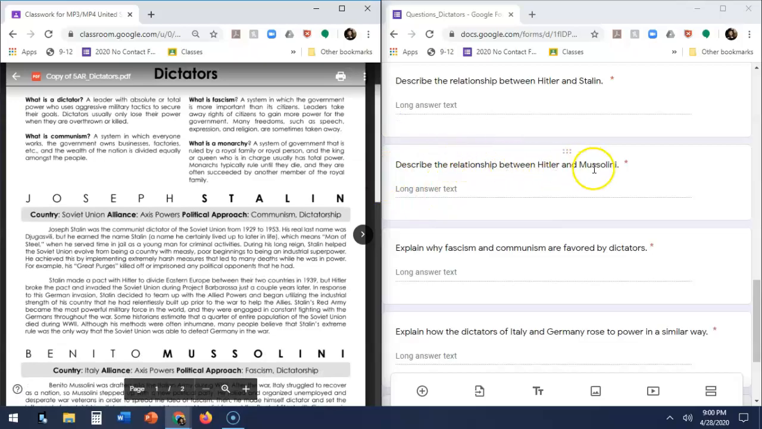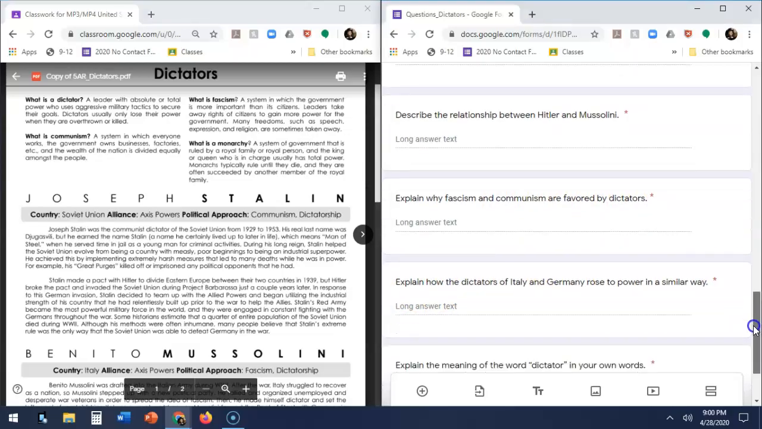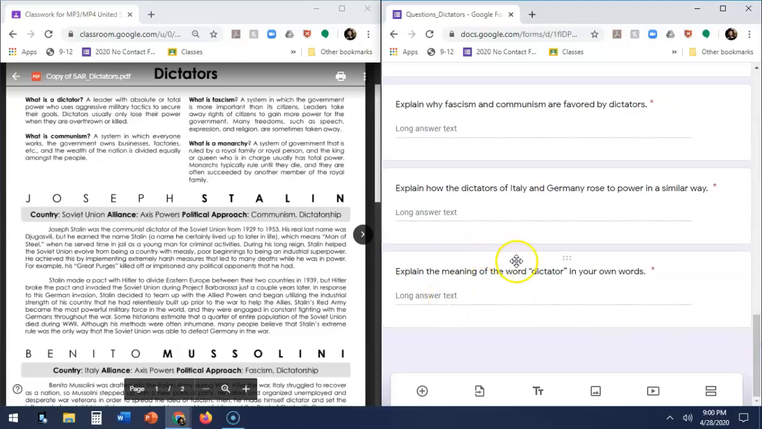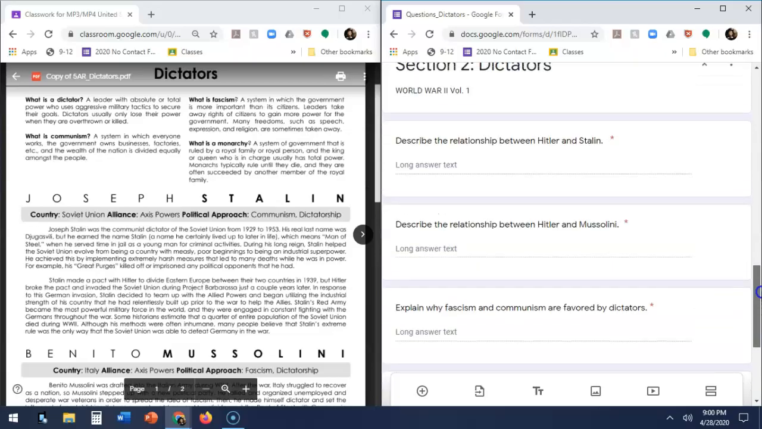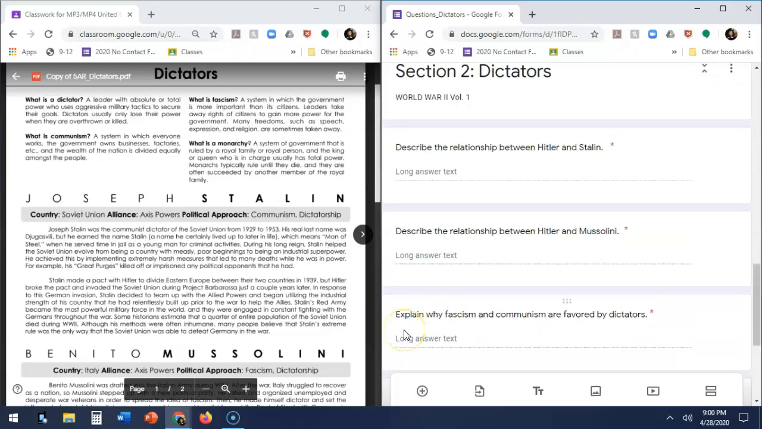Describe the relationship between Hitler and Mussolini. Why is fascism and communism favored by dictators? Explain how dictators of Italy and Germany rose to power in a similar way. Explain the meaning of the word dictator in your own words. Okay, so those are your questions for this reading. Let's get to it. What is a dictator?